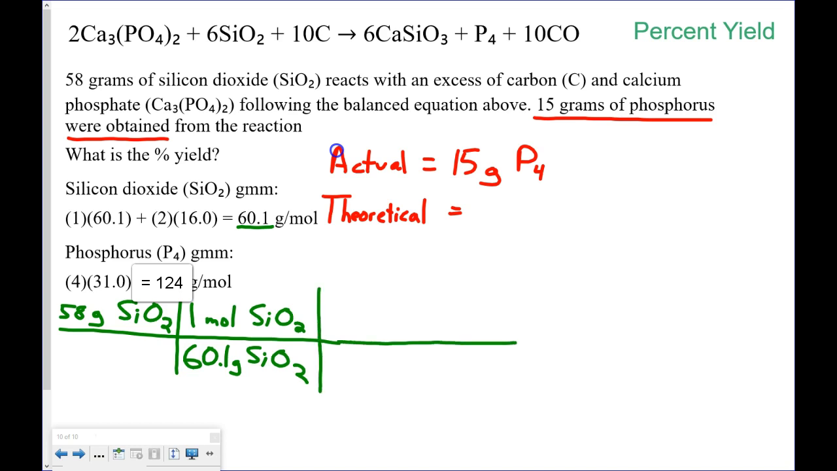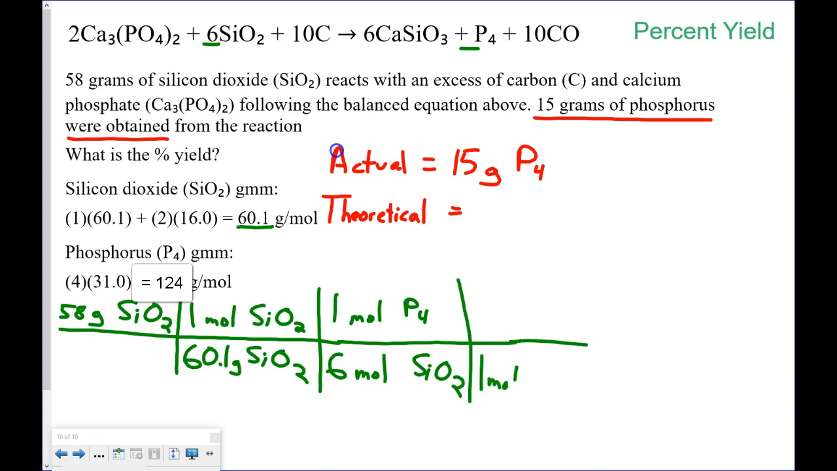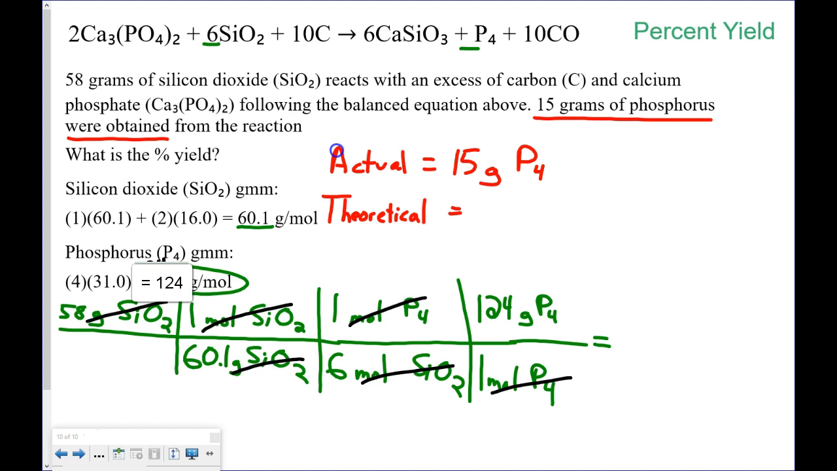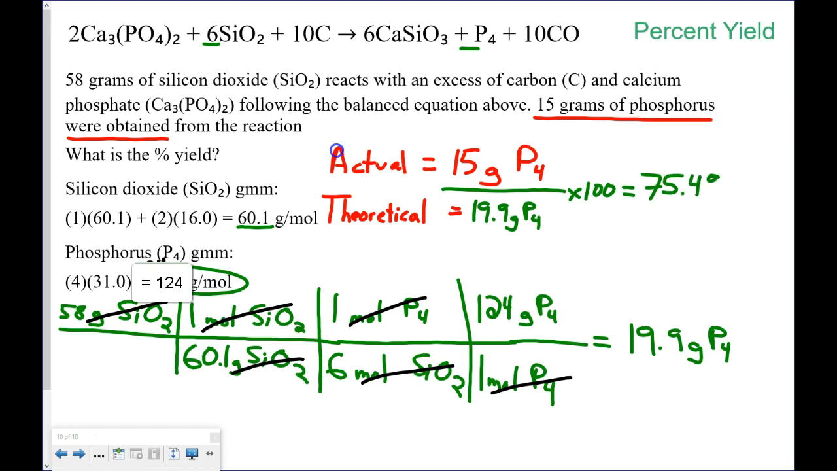Now I'm going to use the mole ratios. In this case right here, 6 silicon dioxide reacts to make 1 mole of phosphorus. So 6 to 1 there. Now I need to convert the moles of phosphorus into grams of phosphorus to compare to my actual, 124 being the operative molar mass there. Cancel everything out, and I'm left with a theoretical yield of 19.9 grams of phosphorus. So 15 divided by 19.9 times 100 gives me 75.4%.